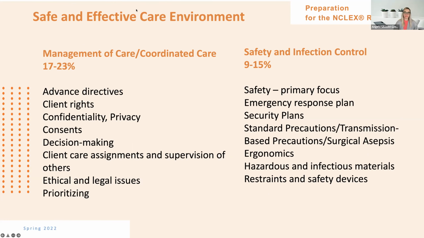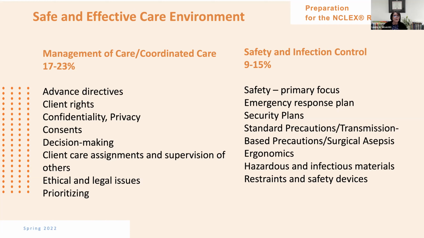Sounds good. Okay, so here we're back to the safe and effective care environment, one of the client needs components. It was broken up into two subcategories, management of care and safety and infection control. As you can see, for management of care, some of the things we've already talked about, these are some of the major things: advance directives, client rights, confidentiality and privacy, really critical, and consents, decision-making, your client care assignments and supervision, and your ethical and legal issues and prioritizing.